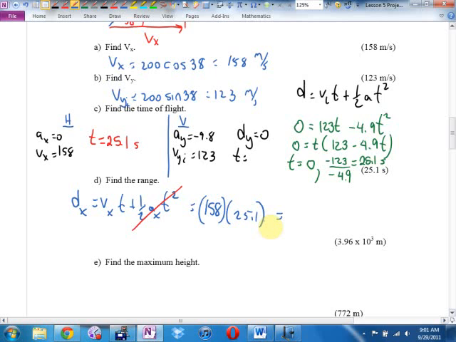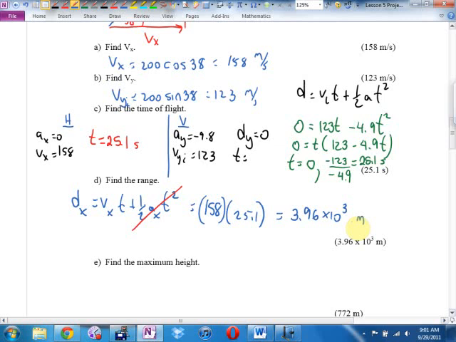Sorry? 50, okay. So 3.96 times 10 to the third, if we go to 3 sig figs. Right?